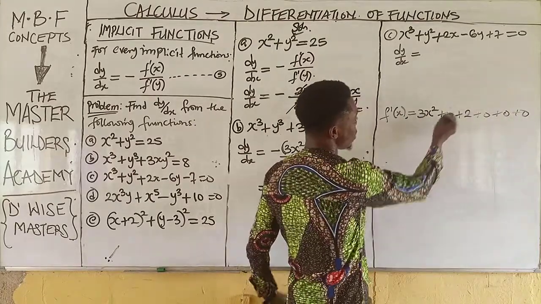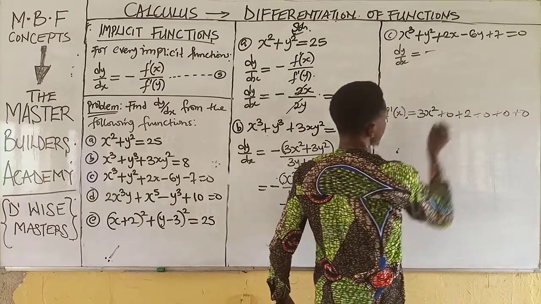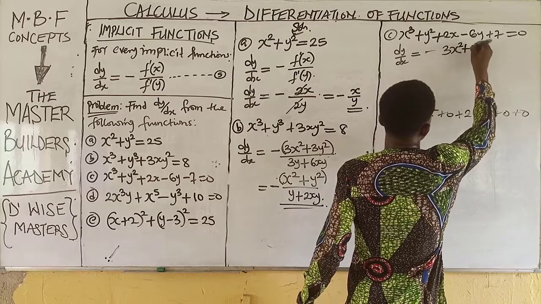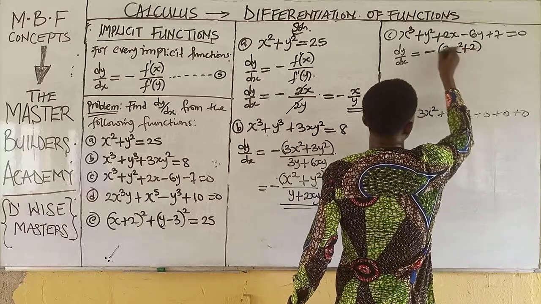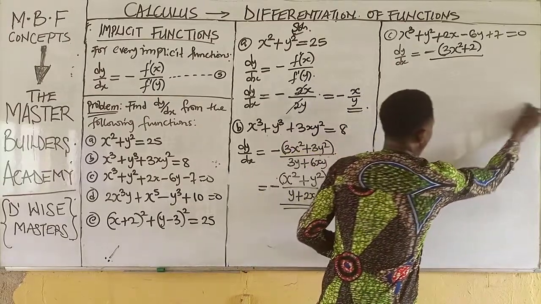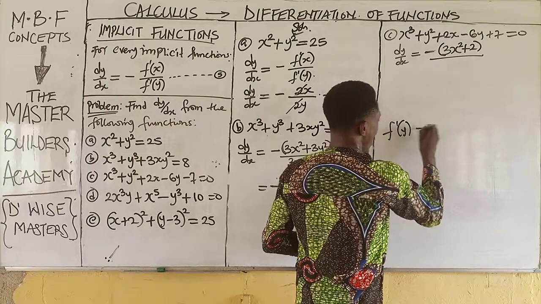What do I have at the numerator? At the numerator is negative 3x squared plus 2, all over. Now, I want to get the denominator. So, I will differentiate with respect to y. I have this with respect to y.